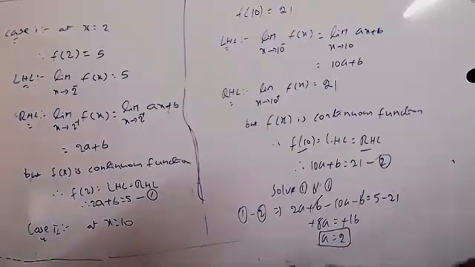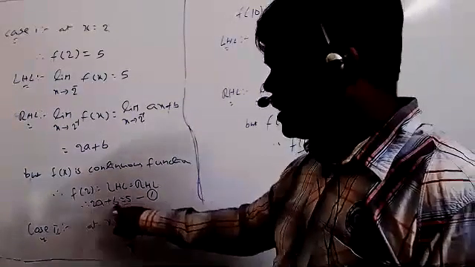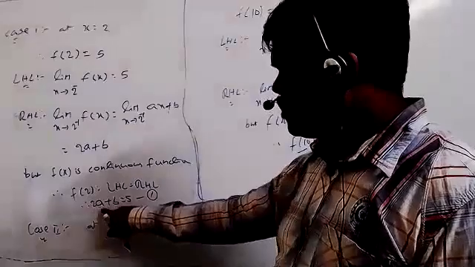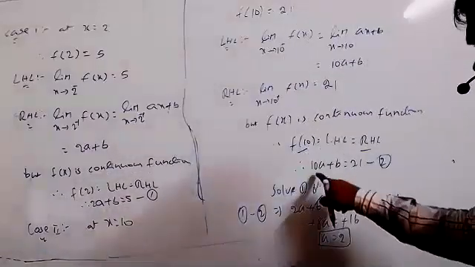The value of a you can substitute in either the first equation or the second equation, your choice only. What is the first equation? 2a plus b. Correct? 2a plus b minus of 10a plus b.